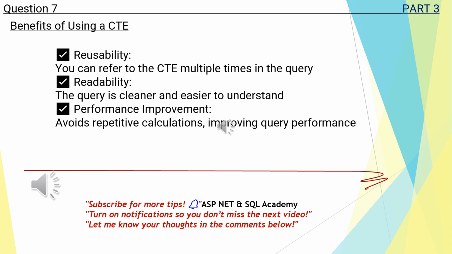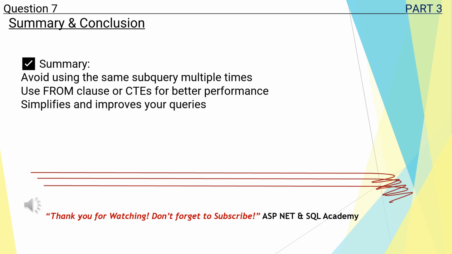The main benefits of using a CTE are reusability, readability, and improved performance. By using CTE, we ensure that complex calculations are only done once and the rest of the query is more efficient and easier to follow. That's all about handling repeated subqueries. By using the from clause or common table expressions, you can make your queries more efficient and easier to read.